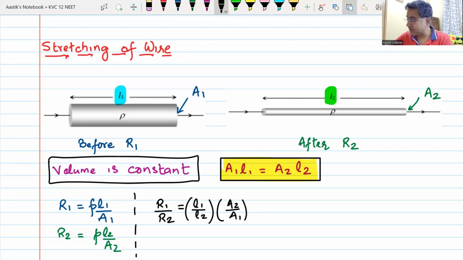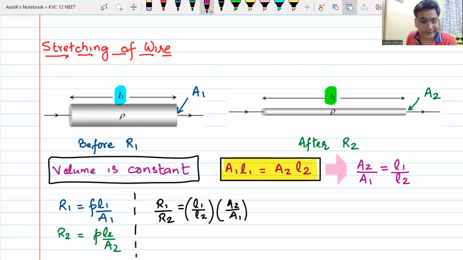But A2 by A1, if you can see here, you can find out the value of A2 by A1. How much is A2 by A1? There on your screen right now. It is L1 by L2. That is absolutely correct.